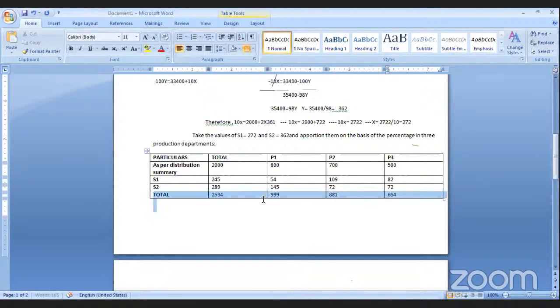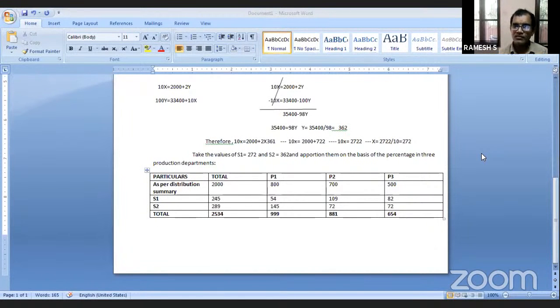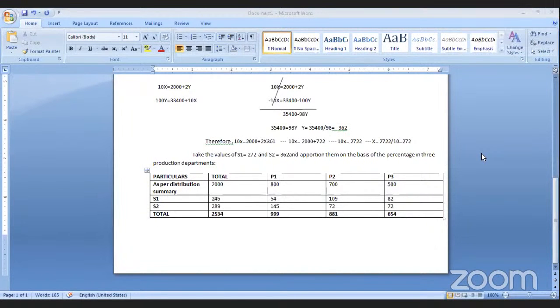Okay, so that's all. This is how you are going to arrive at the solution. This is the simultaneous equations method. I hope you understood. Shall I repeat? If you want me to repeat, I will repeat.